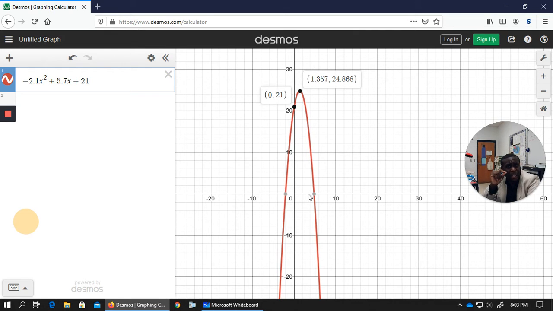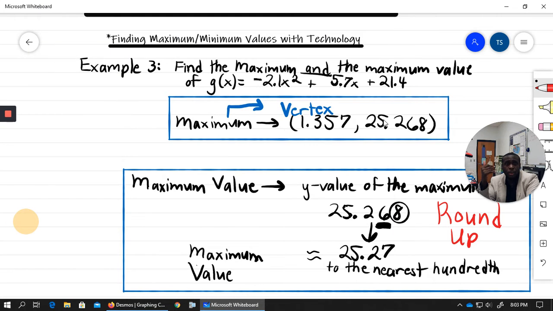They didn't ask you to find x-intercepts, which is these. They didn't ask you to find the y-intercept, which is this one here. They asked you to find the maximum. And so the relative maximum is this coordinate point right here, 1.357 for the x component of that ordered pair and 24.868 for the y component. And so that is the maximum, this ordered pair, and you've got to write it as an ordered pair.